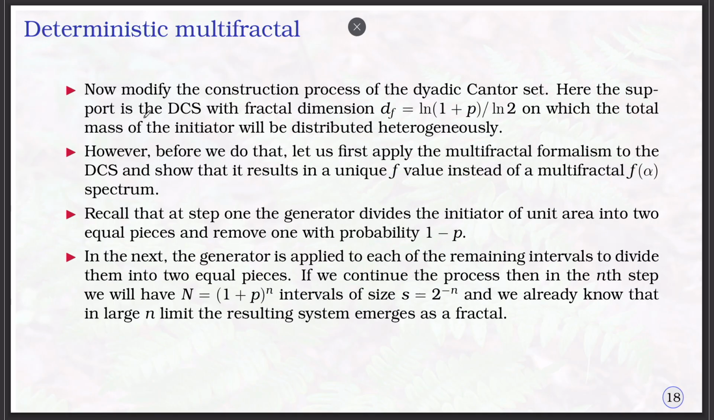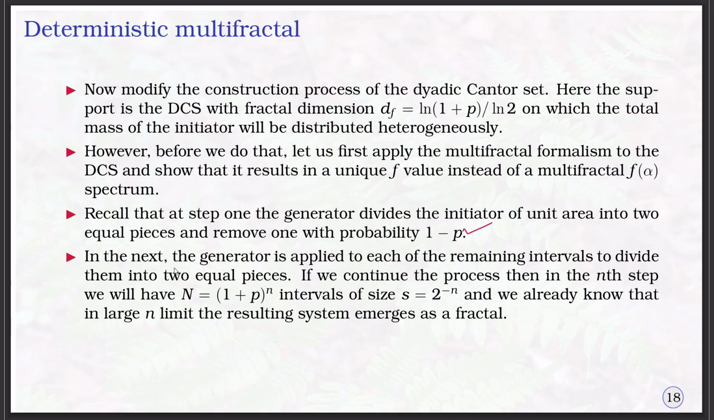Now, to modify the construction of the dyadic Cantor set, the support is the DCS with fractal dimension df equal to ln(1 plus p) by ln 2, on which the total mass of the initiator will be distributed heterogeneously. However, before we do that, let us first apply the multifractal formalism to the DCS and show that the result is a unique f value instead of a full f of alpha spectrum, like the triadic Cantor set. Recall that at step 1 the generator divides the initiator of unit length into 2 equal pieces and removes one with probability 1 minus p.